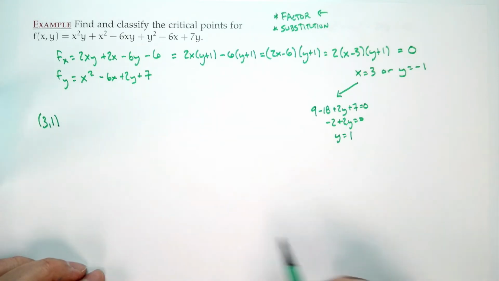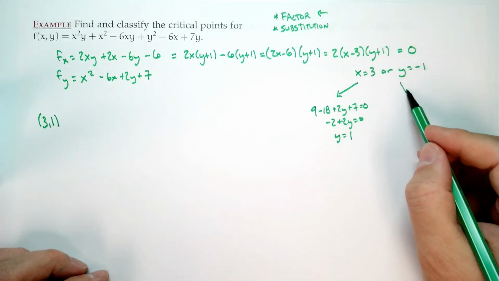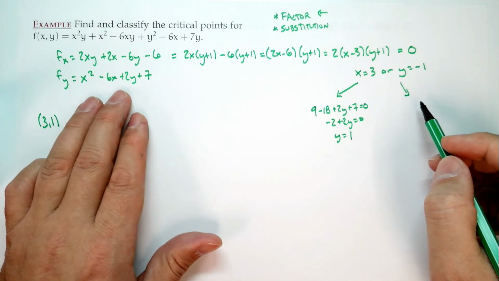So we're going to make a list. What if we had gone down the y = -1 route? We'll come into here.